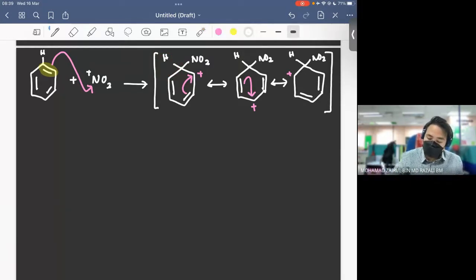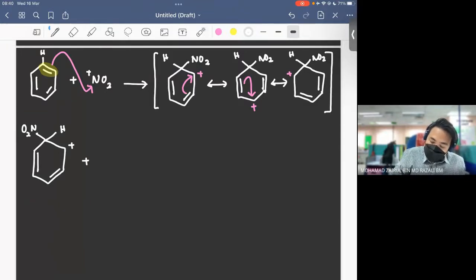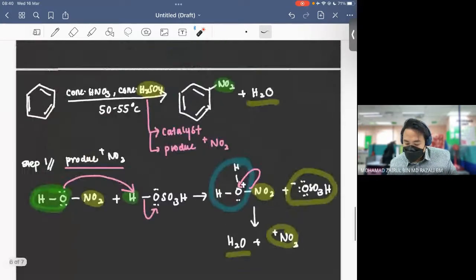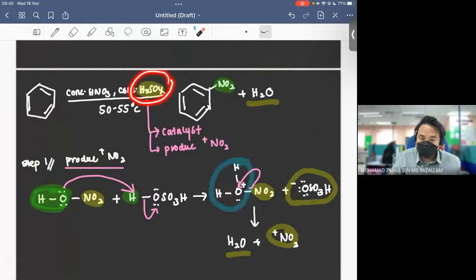So, kita pergi pula dekat third step. So, ambil salah satu daripada awak punya resonance stabilized structure tu. Okay. So, sekarang ini kita nak remove hydrogen. Macam mana nak remove hydrogen? Kita tengok balik dalam equation. Kita ada H2SO4. H2SO4 adalah catalyst, bermaksud dia akan regenerate balik. Dan H2SO4 ni, during the first step, dia jadi OSO3H- ataupun HSO4-.